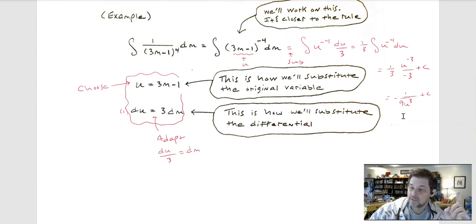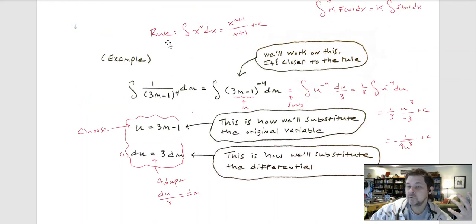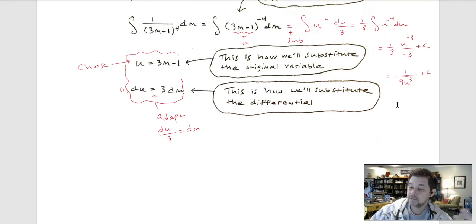There's only one more thing. It would make sense that if the original problem was in the variable m, it would be sensible to give the answer in terms of that same variable. I used the variable u just to simplify it so that my rule became applicable. But I want to get my answer back in terms of the original variable. So here's my answer. How do you think I can put that back in terms of the original variable m?